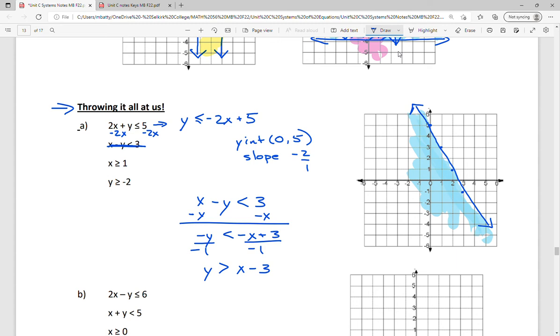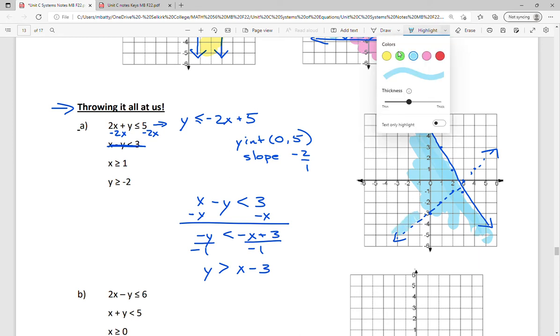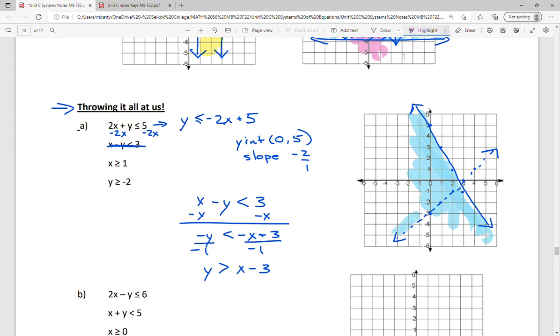That gives me an intercept of 0 and negative 3, and up 1 and over 1, up 1 over 1, all the way. This is going to be a dotted line at this point because there's no equal to sign in my inequality, and I had to switch the sign. So the half plane for this is going to be above, whoops, I got to switch colors. Above the line.